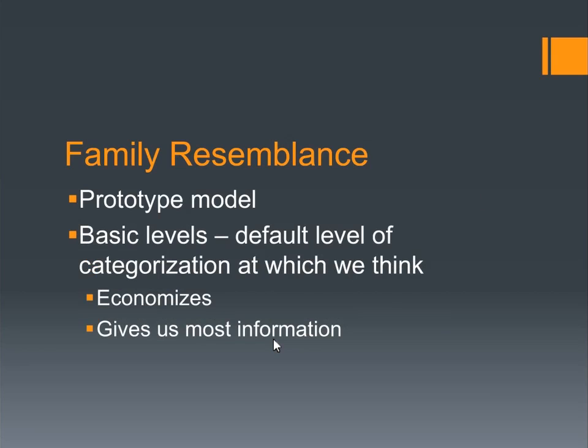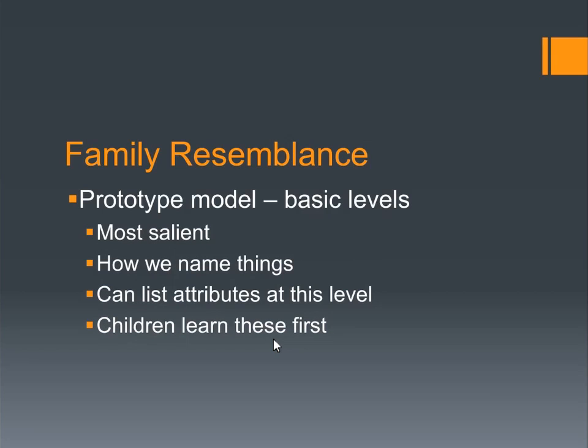Prototype model also explains the idea of the structure of knowledge, so subordinate, superordinate, and basic level knowledge. And the argument is that we think at a basic level because that gives us economy and the most information. So it sort of gives you the most bang for your buck without too much brain power. Because basic levels are the most salient, so this sort of brings in saliency. It's how we name things, so I'm sitting in a chair sort of thing. If you ask me to describe something at a basic level, I can give you all of those features. And children seem to have special status for basic levels because they tend to learn those first in their development of language.